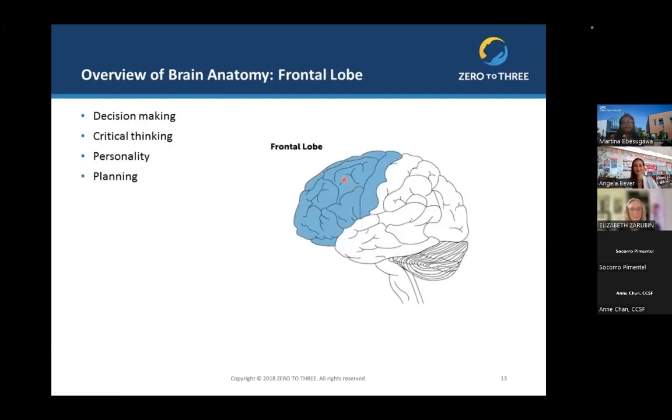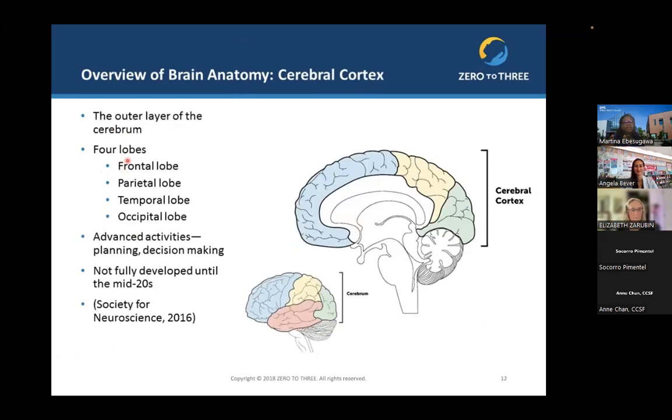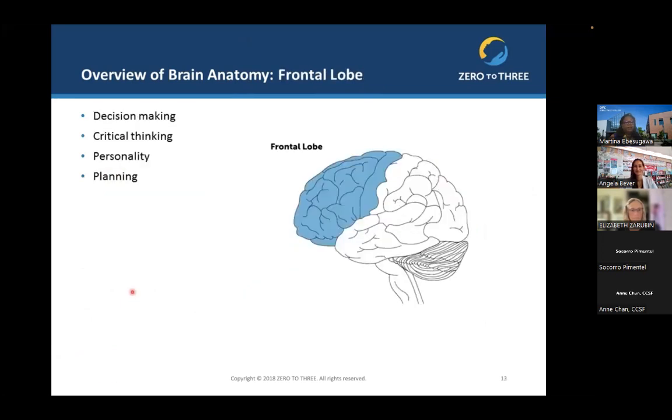The frontal lobe is the first lobe. So remember, as I mentioned before, that the cerebrum is divided into 4 different lobes, which include the frontal lobe, the parietal lobe, the temporal lobe, and the occipital lobe. And so the frontal lobe has to do with decision-making, critical thinking, personality, and planning. So if you think about the child and who they are, a lot of this is going to be coming in the frontal lobe, and this is going to be coming in later on in the early childhood period. If you're thinking about their development and their temperament and who they are, it's going to be coming through at that point.